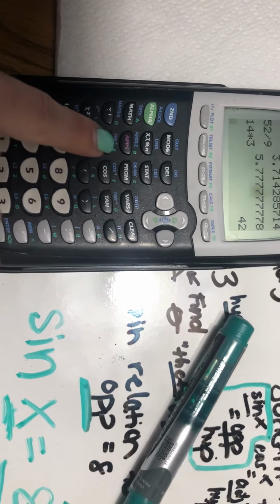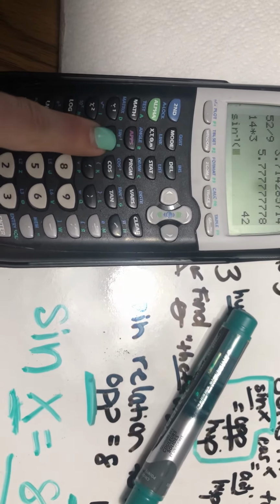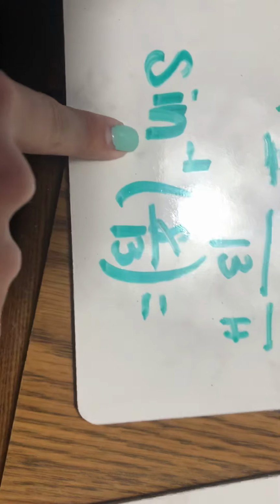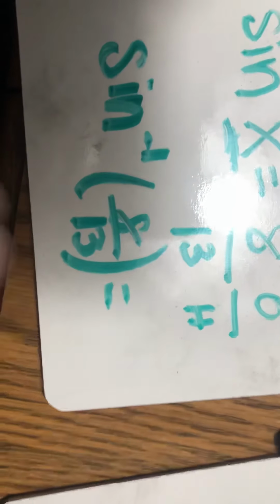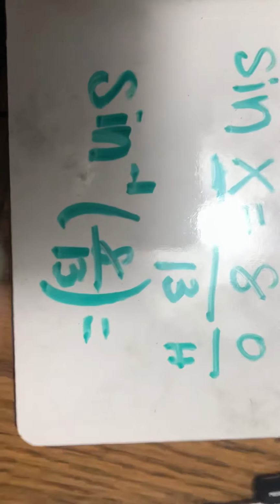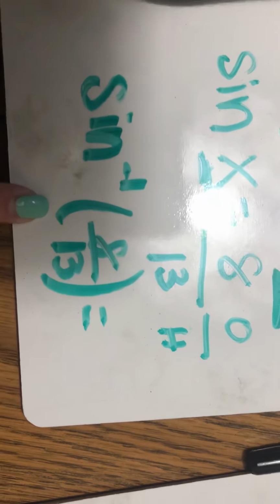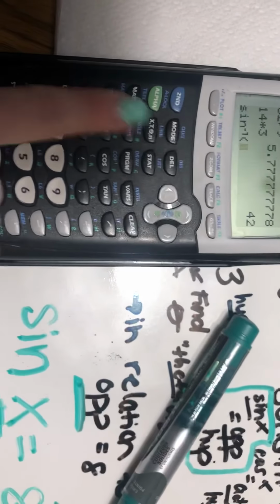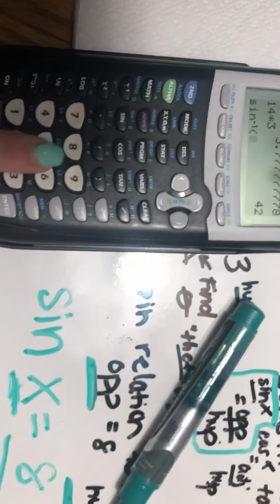To get the sine to the -1, you're going to do second, sine, right? Now I have my sine to the -1. I'm taking the inverse of sine of the ratio. I want to find what this ratio means in terms of sine. So I'm going to do the sine inverse function of the ratio to get my actual angle. Again, I'll show you: second, sine, put my ratio in.